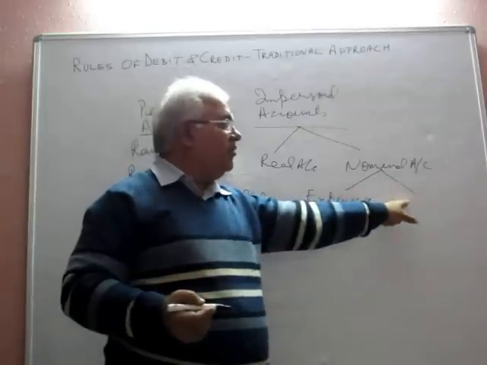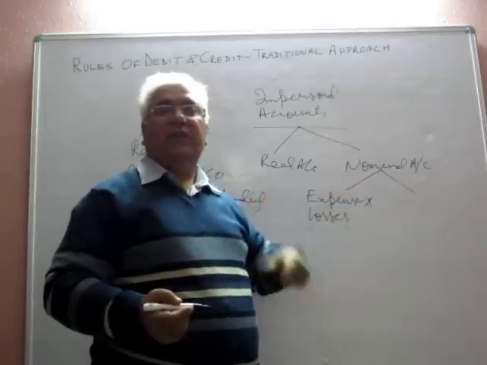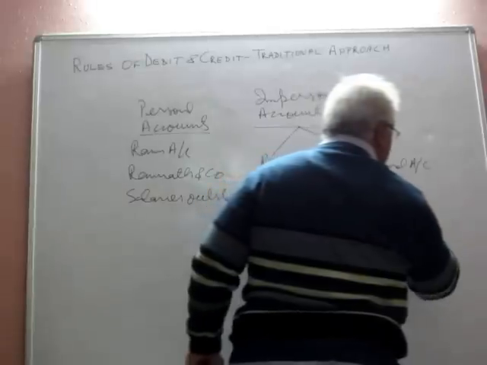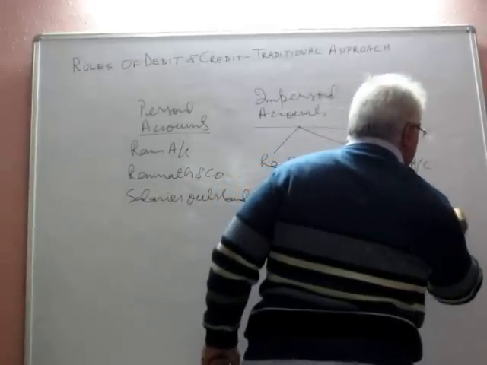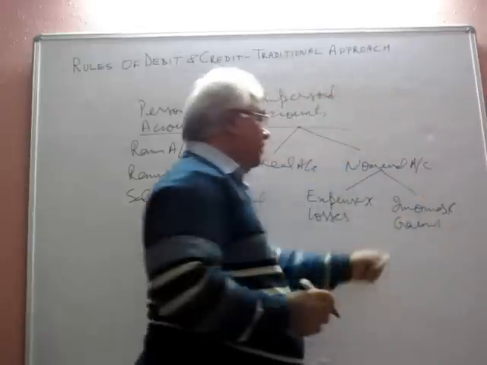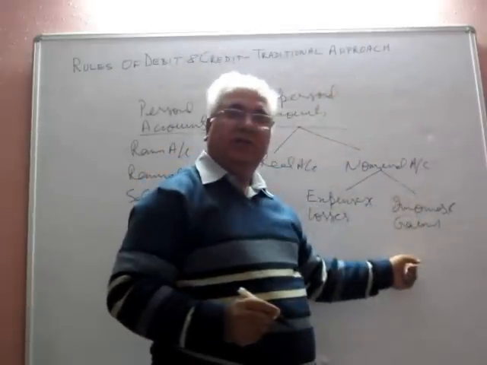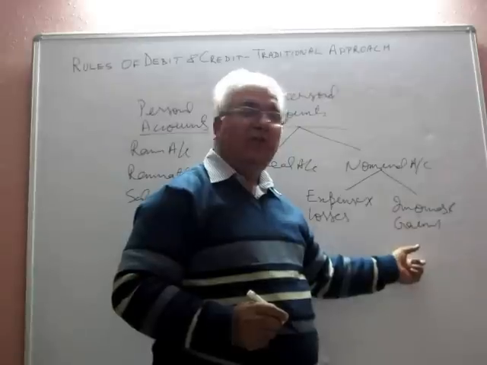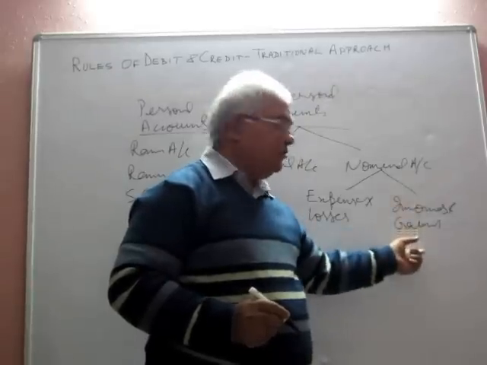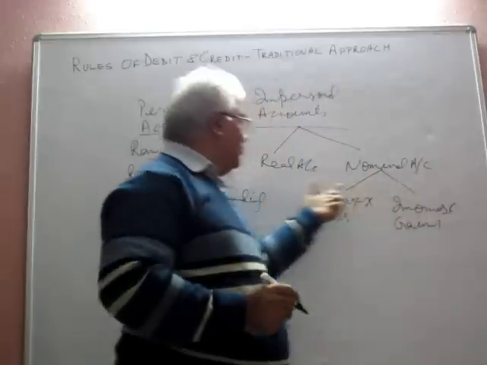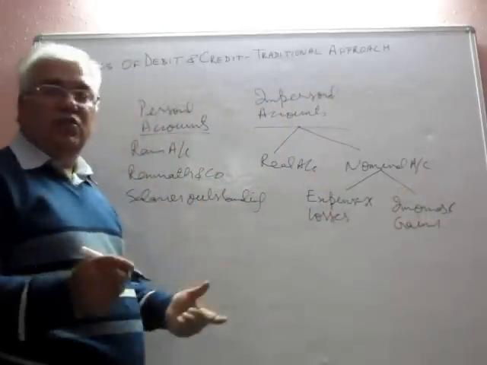And the other nominal account relates to our incomes and revenues. This is incomes and gains. For example, sales account, discount received account, rent received account, all these are income accounts or gains accounts. Now for all these accounts we have different rules.